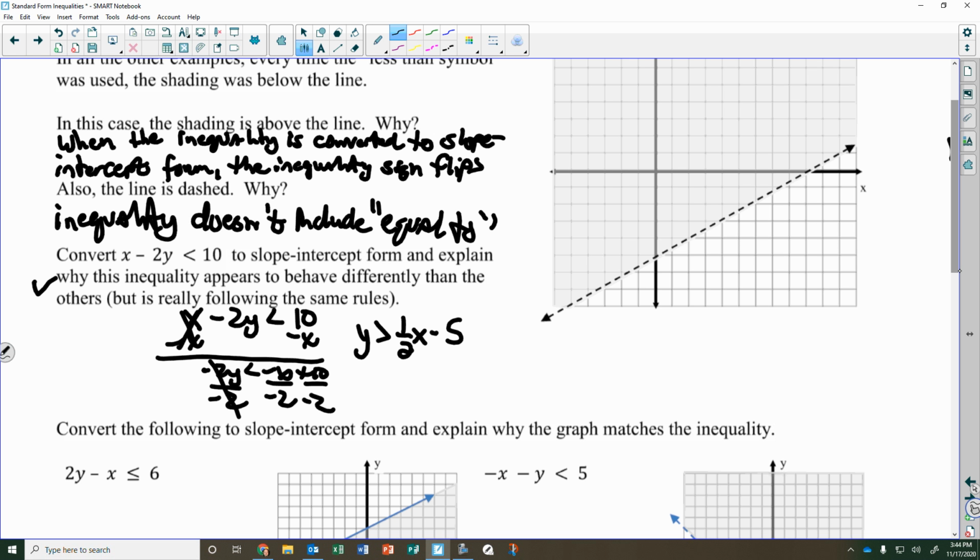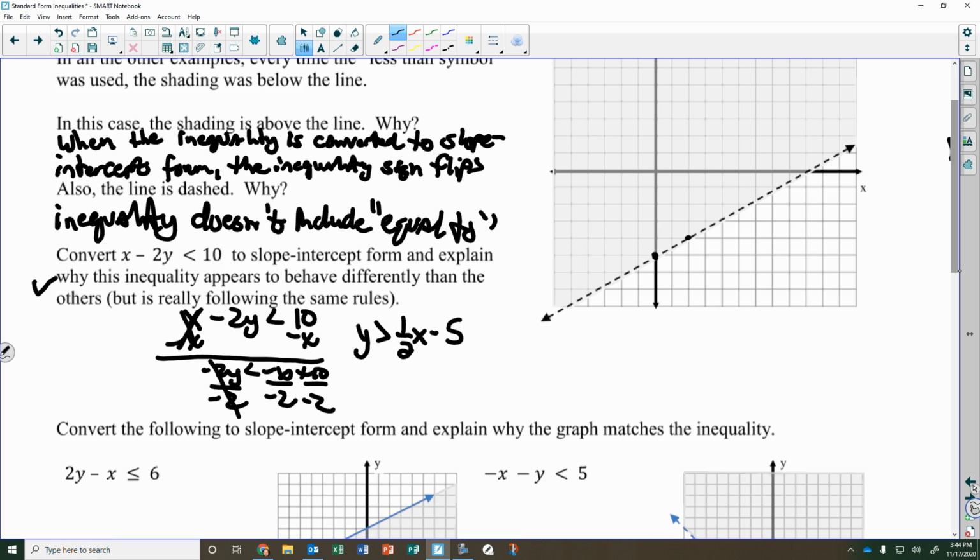So now when you graph, there's your minus 5 right down here, that point, and you go up 1 and over 2, there's your second point. So when you make your line, it's dotted. Now, when you plug in a point, you can test it. And you can see that it's shaded above the line.